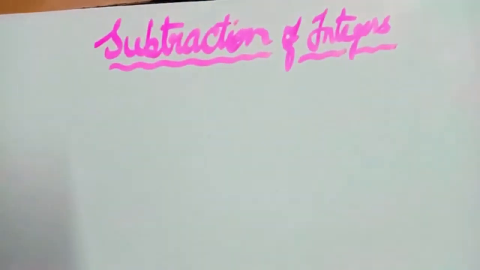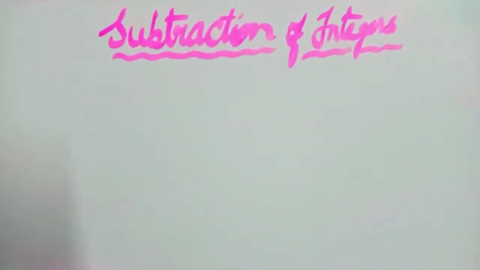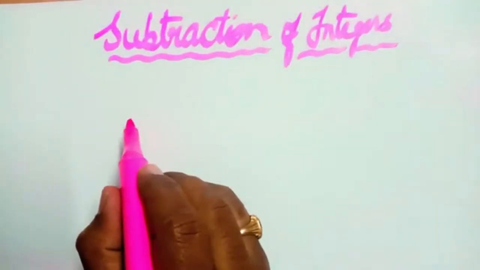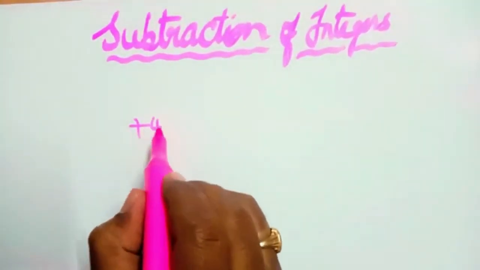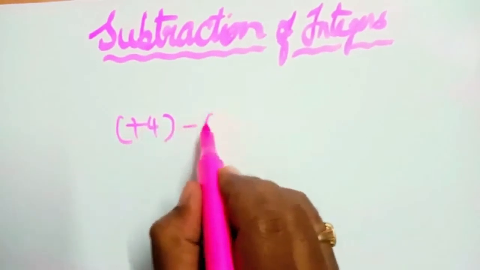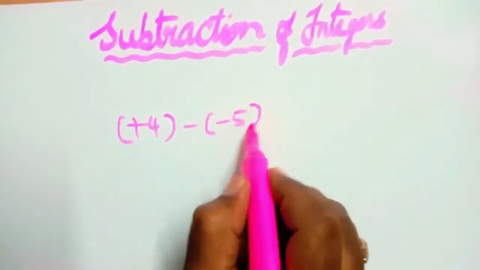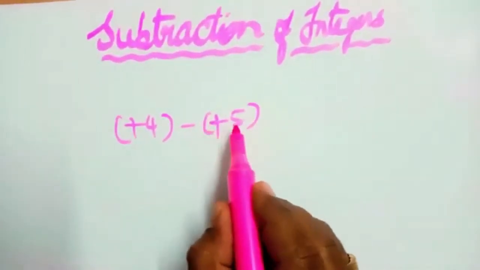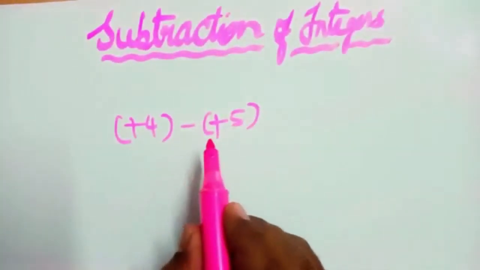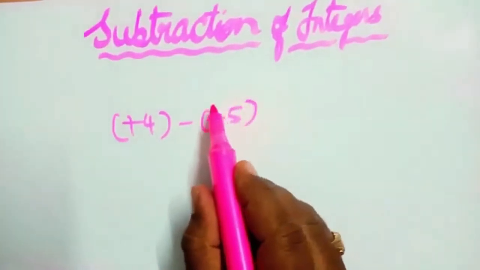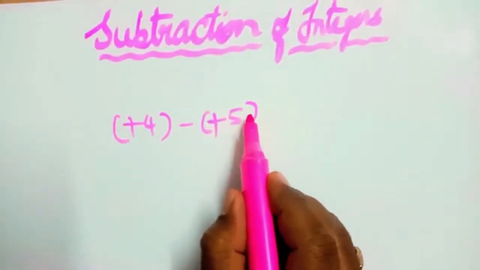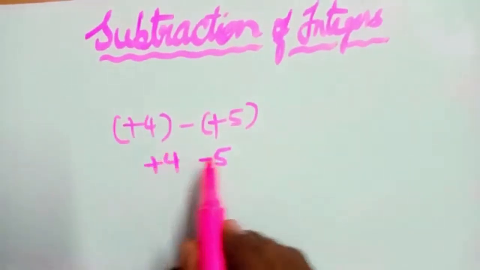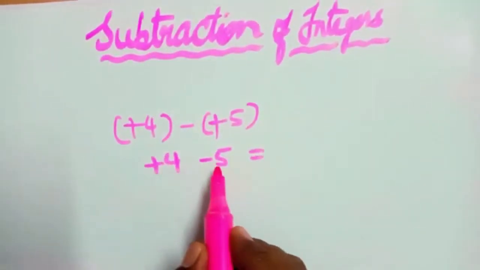Now we will go with the subtraction of integers. We will review subtraction of integers from grade 6. If I'm subtracting both positive integers, when you are doing the subtraction of integers, we need to write the additive inverse of the right side number. So plus 5 will become negative 5. Then on the left side we have plus 4. Again you will get one positive and one negative number.